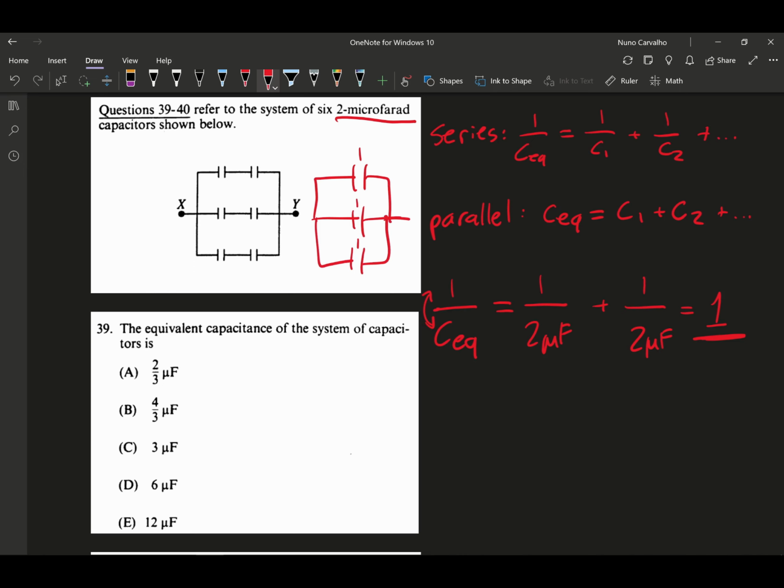Okay, so the next step now is to shrink down, like I said, those into all one branch. And now they're in parallel, so this becomes much easier. It's just a matter of adding all the equivalent capacitance together. And what we get is that the overall equivalent capacitance is going to be 3, and the units here are still microfarads. So the answer is C.